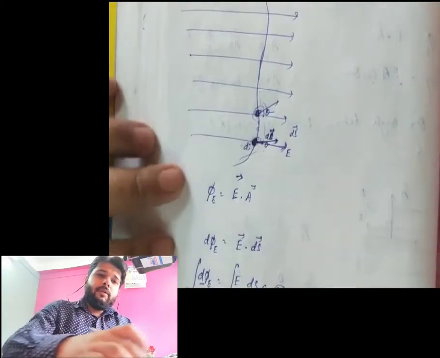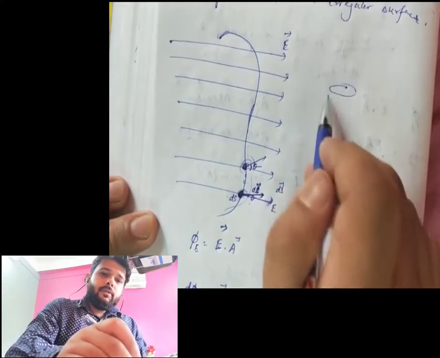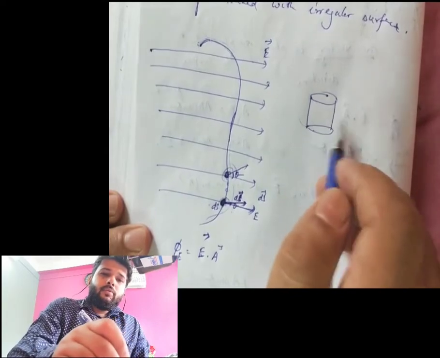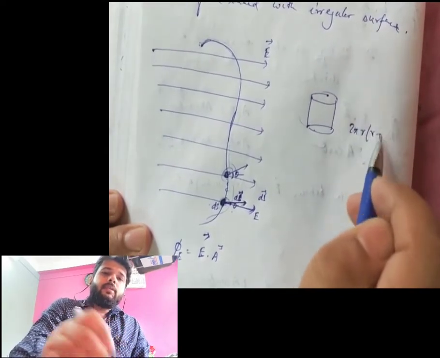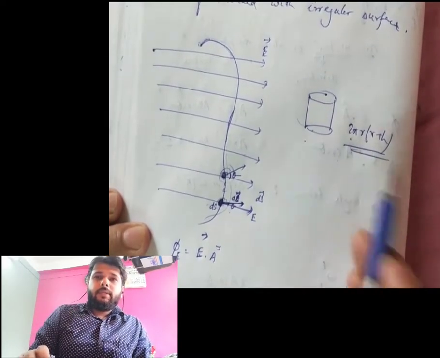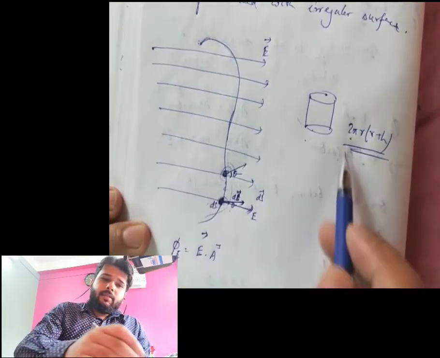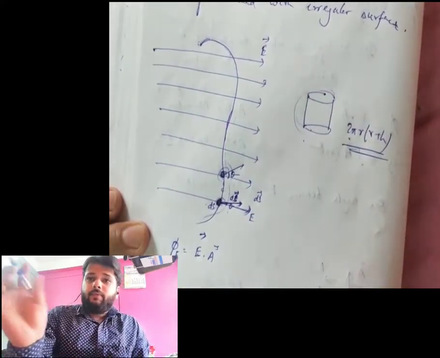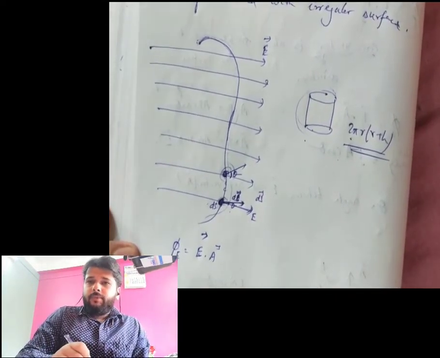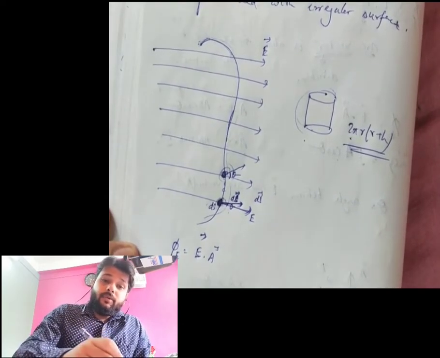Now suppose this surface is a cylinder. We know the total surface area is 2 pi r into r plus h. This is the total surface area of a cylinder. So here in place of the integral of ds we will write 2 pi r into r plus h. Now suppose it is a cube, so we will write the total surface area, that is 6a square, where a is the side of the cube. So here we will integrate only ds, where E will be constant, it is uniform, and theta is also constant because we have taken theta constant for a very small surface area.